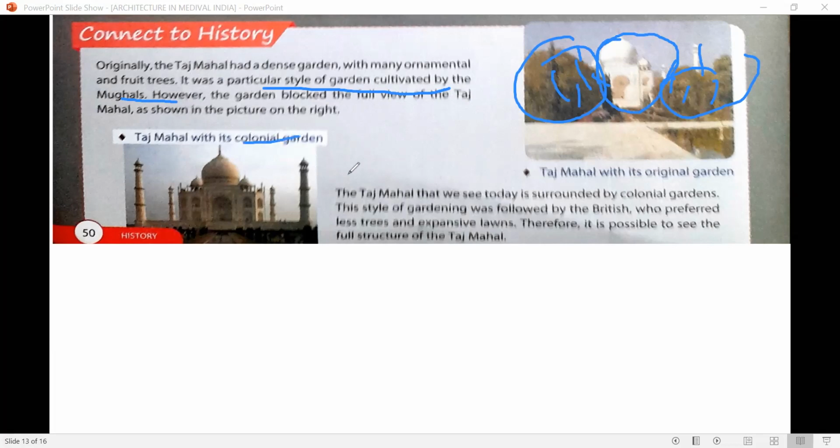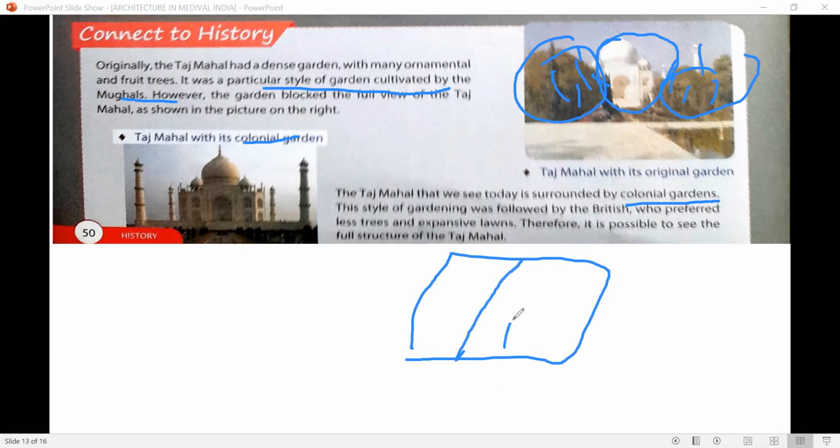So what is the Colonial Garden? The Taj Mahal we see today is surrounded by Colonial Gardens. This style of garden was followed by the British, who preferred fewer trees and expansive lawns. So the lawns would be big, but no trees would be there. There would be decorative, human-made ponds. It is possible to see the full structure of the Taj Mahal because of this colonial garden. That is all for the connect to history, and it was a very small topic, covered in one to two minutes.